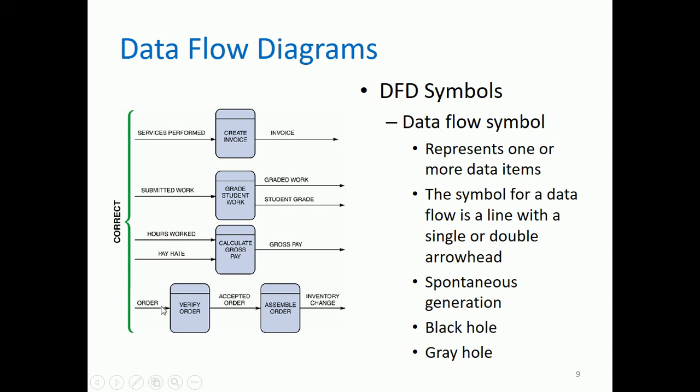For the data flow, again, always remember that you should put a noun. So the data is order, and then you have verify order. Of course, after you verify order, what will happen, or what is its byproduct? Since it's already verified, its output will be accepted order. Then this data would be the input for assemble order. What is the byproduct of assemble order? We have inventory change. Inventory change means that you're going to add additional product because you have assembled the order. Okay, these are correct implementations of the process symbol and data flow symbol.